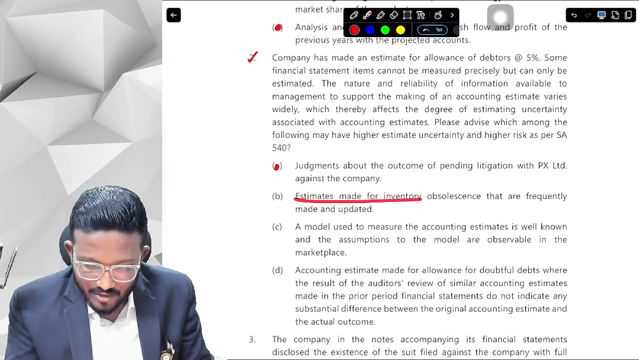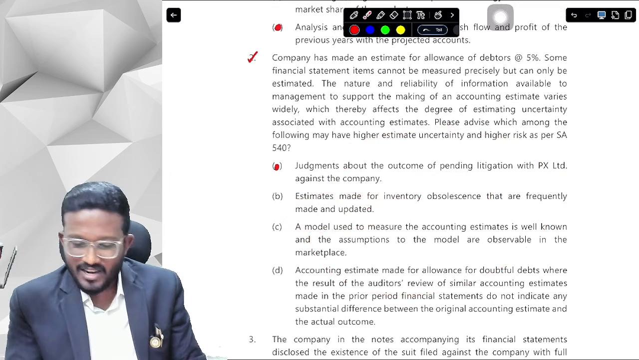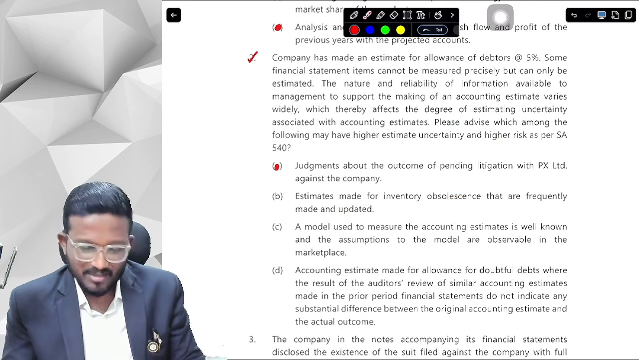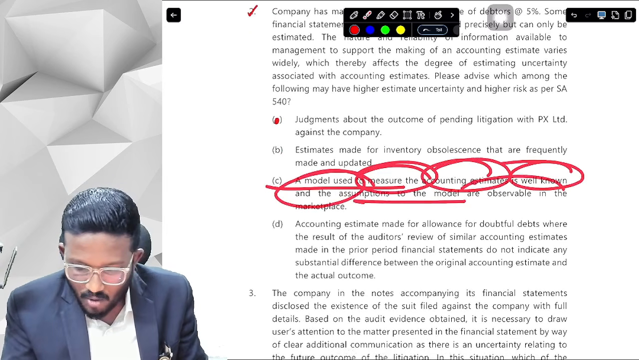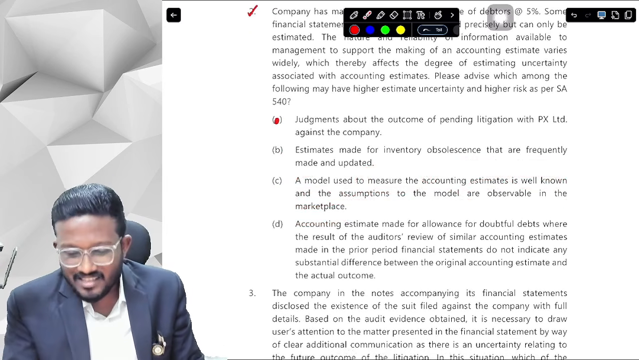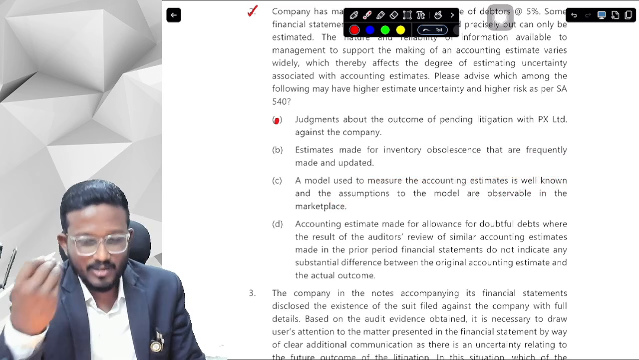First is estimates which are made for accounting inventory obsolescence that are frequently made and updated. Frequently made and updated do not have any higher estimation uncertainty. A model used to measure the accounting estimate that is well known and assumptions to the model are observable in the marketplace. Since it is well known, since it is observable in the marketplace, this is not a higher estimation uncertainty.